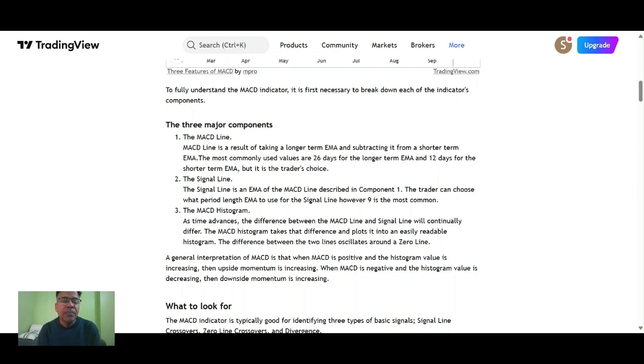The signal line. The signal line is the EMA of the MACD line described in the previous component. The trader can choose what period length EMA to use for the signal line, though nine is the most common.